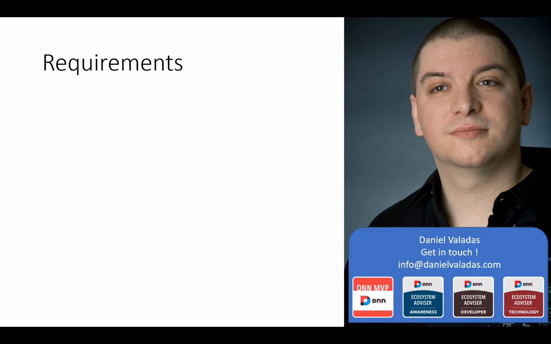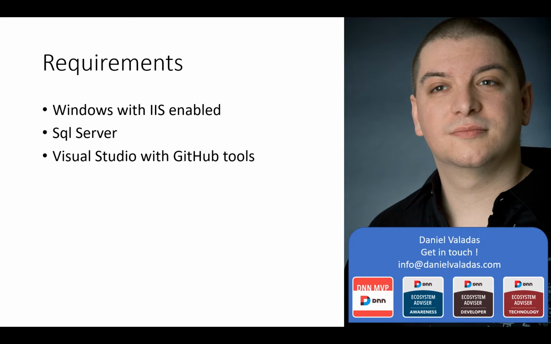And we'll start this video with the requirements, the tools we're going to need in order to work with the DNN projects. So the first thing we'll need is to enable IIS in Windows, which is Internet Information Services. We'll also need SQL Server on the development machine. We'll need Visual Studio with GitHub tools. And we'll need a nice code editor.